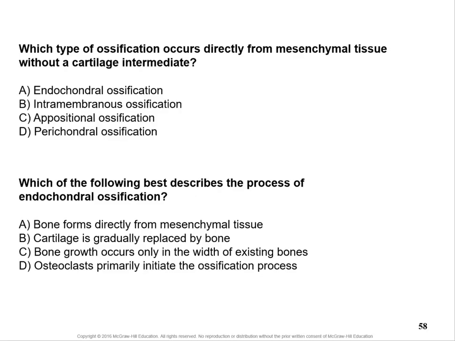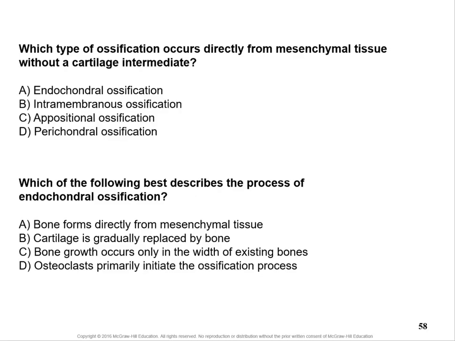All right, so questions. Which type of ossification occurs directly from mesenchymal tissue without a cartilage intermediate? Well, remember, there were two kinds of ossification. There's endochondral ossification, which requires a cartilage model. And then there's intramembranous ossification, which does not require a cartilage model. So B, intramembranous ossification is the answer.